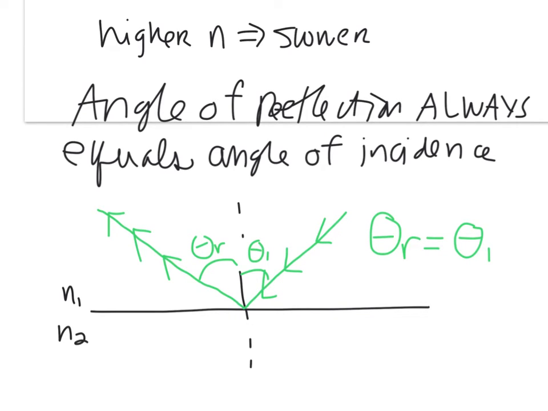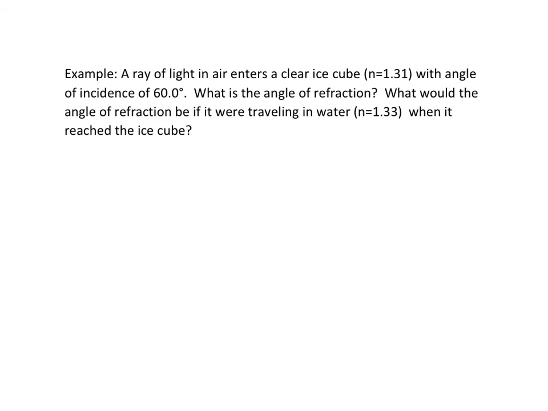Okay, so I'll do one example. If you want to see more, there are 3 here. I will do a total of 3 examples, and then we'll be doing practice in class, but at least watch the first one. Here's our first example. A ray of light in air enters a clear ice cube where the index of refraction is 1.31 with an angle of incidence of 60 degrees. What is the angle of refraction? And then what would the angle of refraction be if it were traveling in water, where the index of refraction is 1.33, when it reached the ice cube?